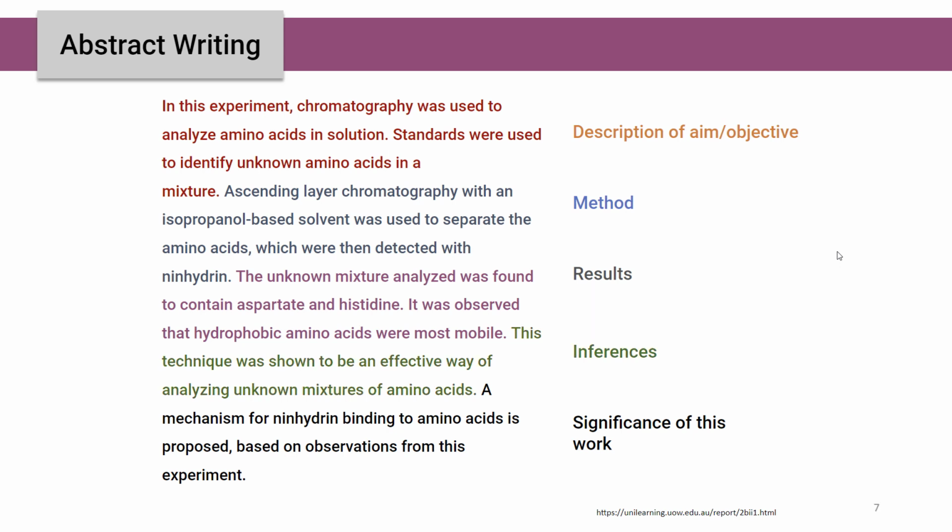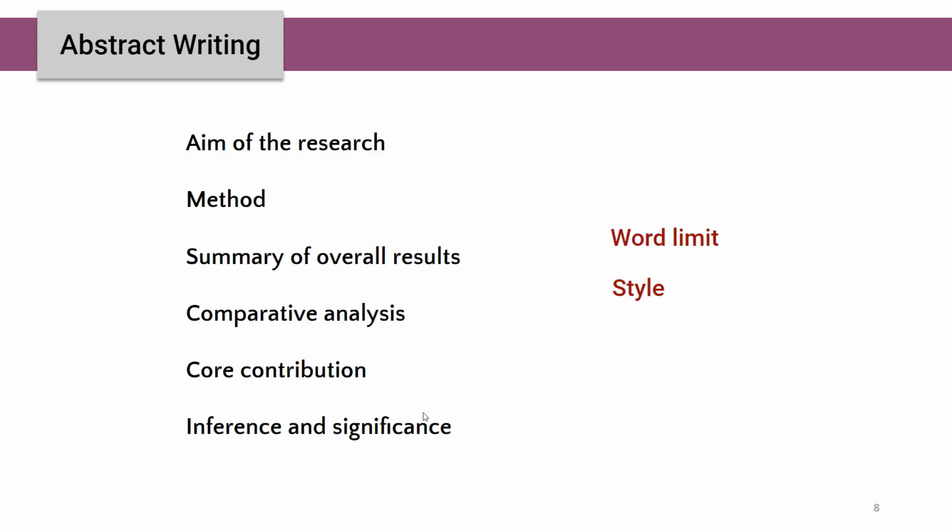The next sentence essentially says what inferences the authors drew from this experiment. And lastly, the significance is actually not covered in this abstract. So what is very important, and we can then rephrase what are some important aspects of abstract writing, is to clarify. It should be absolutely clear to the reader what was the aim of the research, what methods were used, a summary of overall results, and of course including some quantitative values, a comparative analysis.